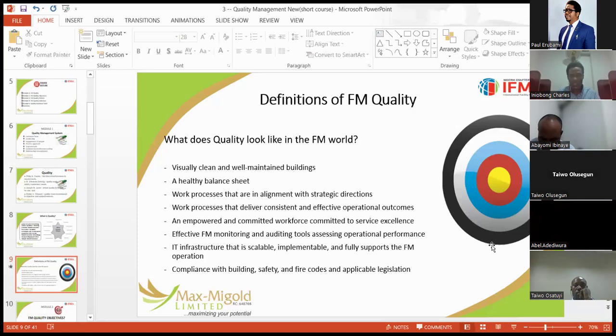Work processes that are delivered consistently and effective operational outcomes. There must be consistency in the work you are doing. So quality is about, in fact, quality management system is about consistency. My class right now.